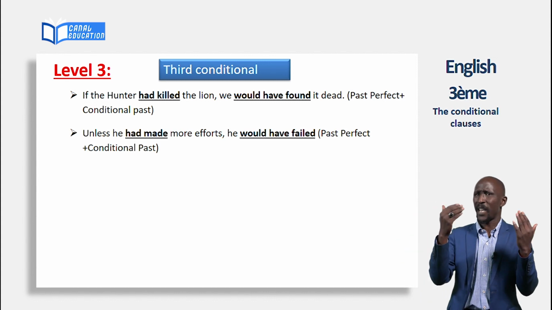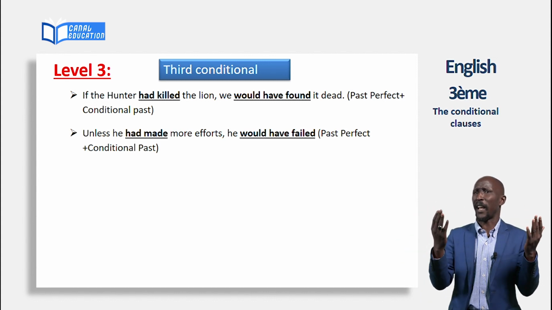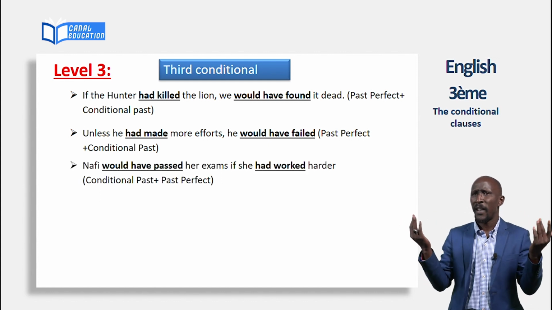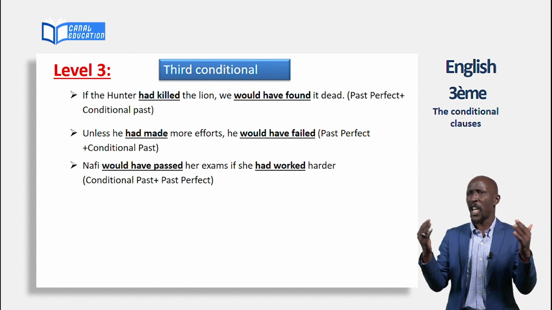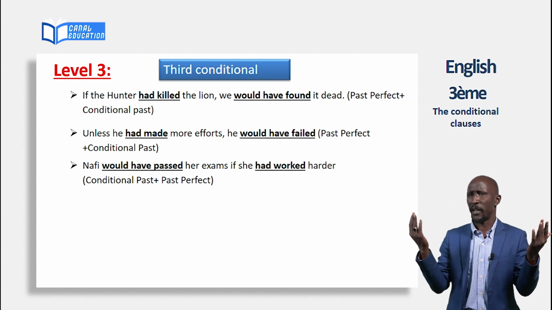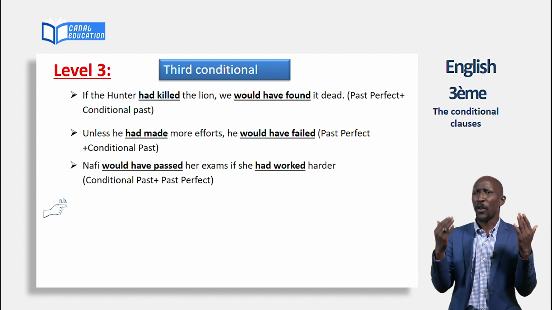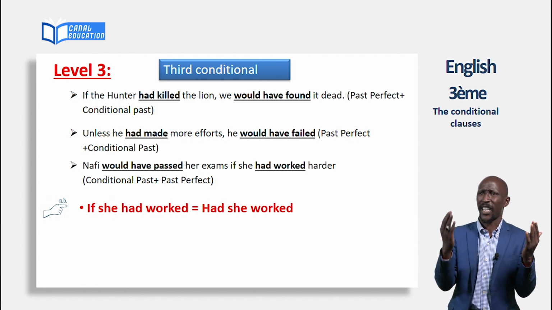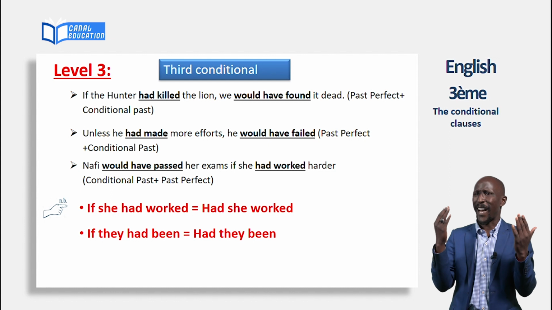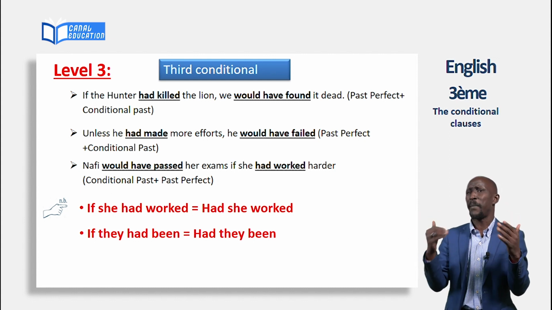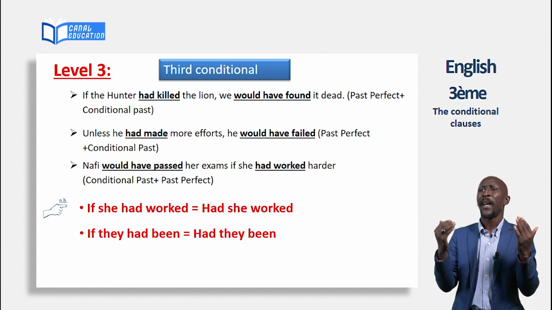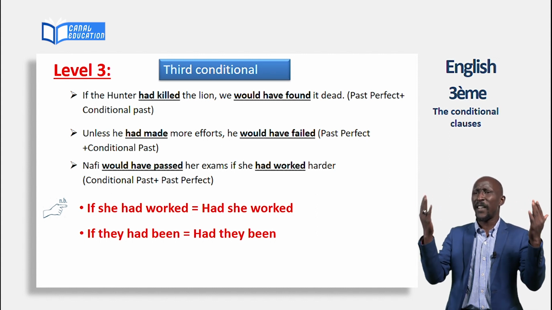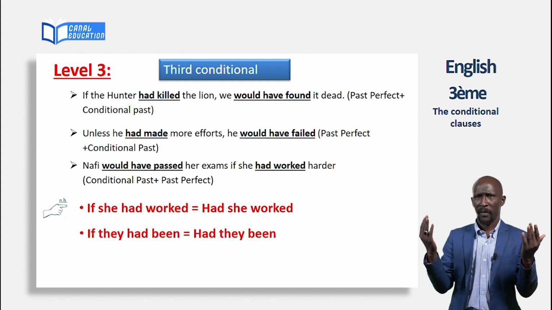You see, and I give many other examples like unless he had made more efforts, he would have failed. Nafi would have passed her exam if she had worked harder. Okay, so I am going to insist to tell you that now, if she had worked can be had she worked. If they had been can also be had they been. Let me give you an example before we proceed. Had they been rich, they would certainly have lived elsewhere, for example.